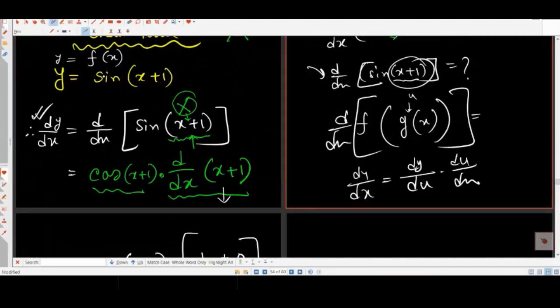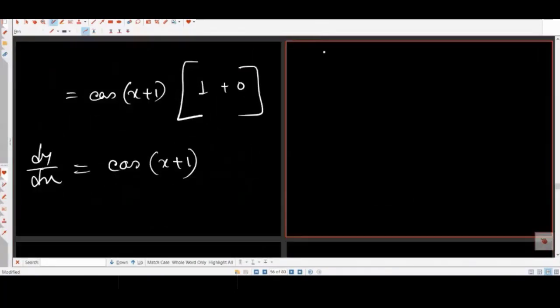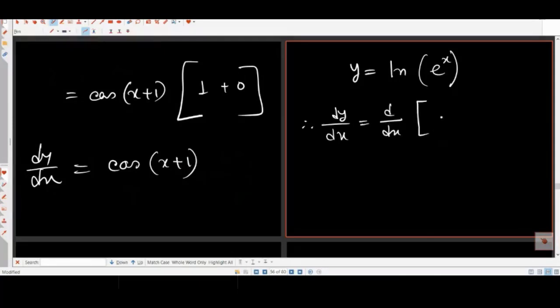So we have y equals sin(x + 1), and by the chain rule, we have found its derivative. Let's say we have y equals natural log of e to the power x. So what will be the case for this one? If we try to find dy/dx for this, that is d/dx of ln(e^x). So we know that d/dx of ln x is 1 over x. We know this formula only. But here we can see there is a term e to the power x. So we can apply the chain rule.